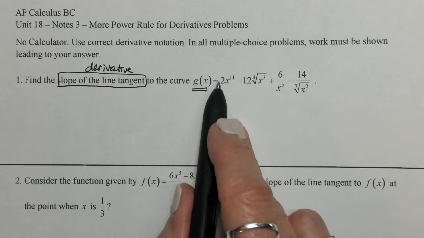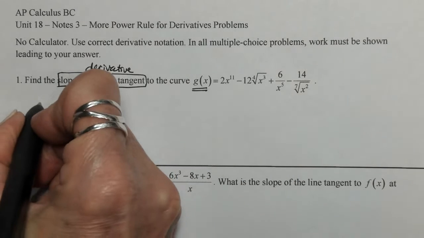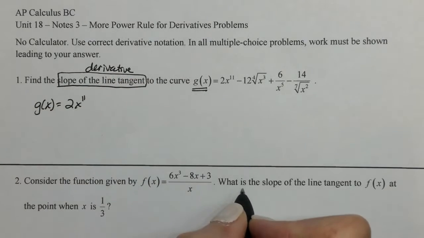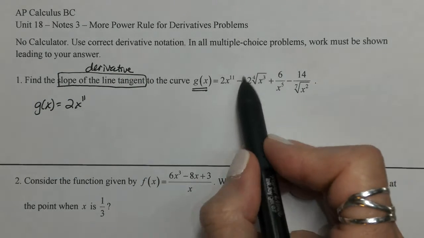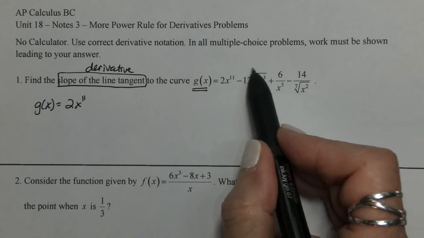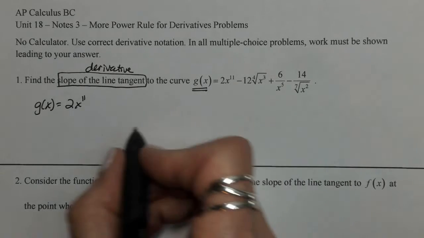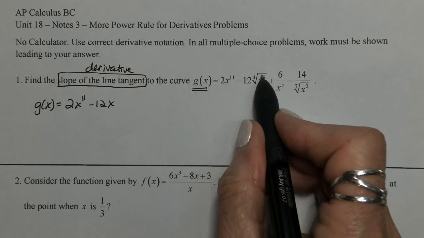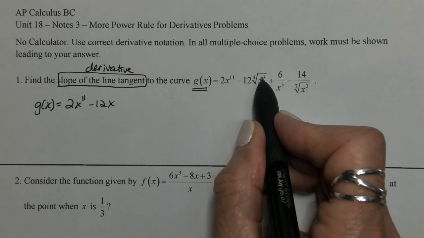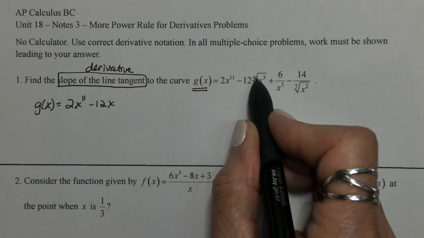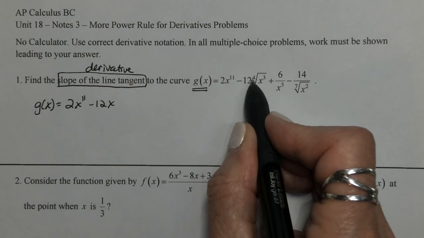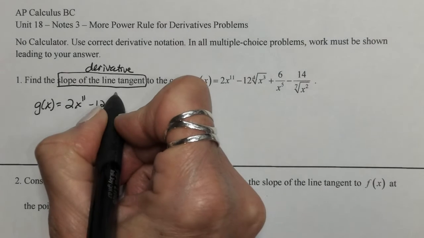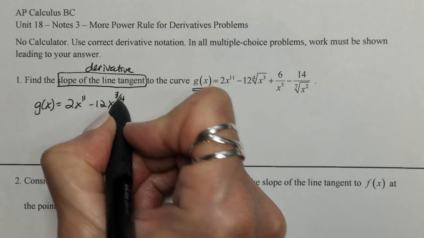So right now, 2x to the 11th is already a number times x to a power. So I don't need to manipulate that. I do need to manipulate this one though. This is going to be negative 12x to the, okay, the third stays in the exponent. The fourth root, that 4 goes to the denominator of the exponent. So this is x to the 3/4.